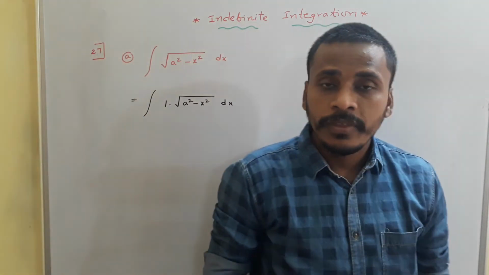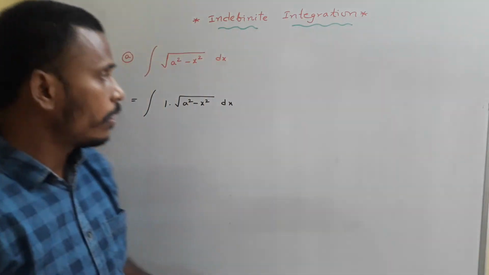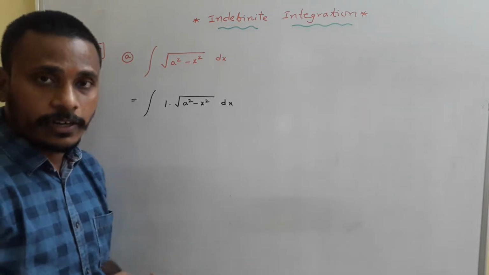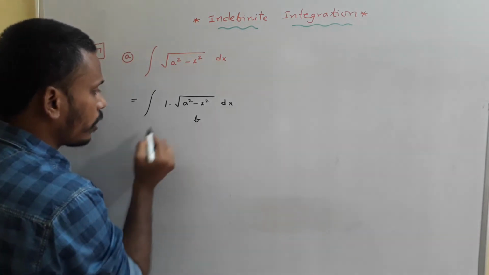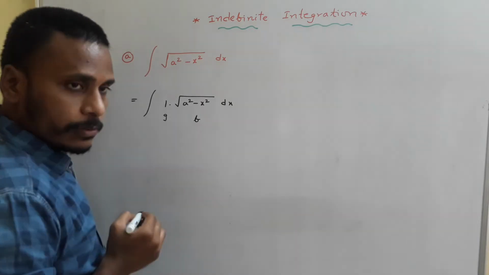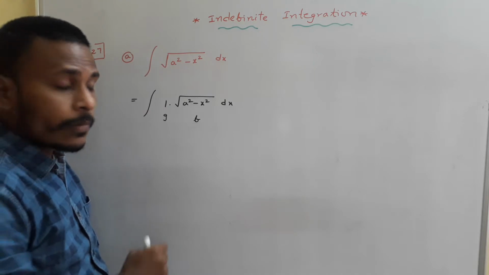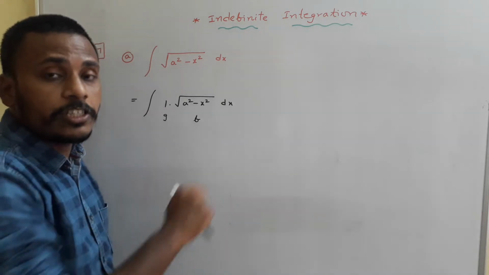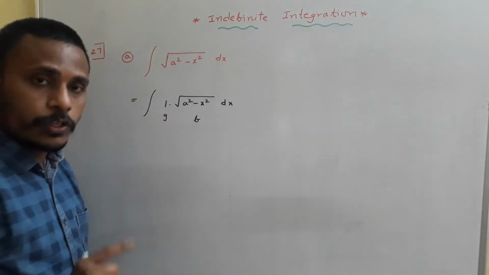So now what I have is the integral of 1 into root of a square minus x square dx. Now what is the first function, and what is the second function? You take root of a square minus x square as the first function and this 1 as the second function. Why? Because if you consider this 1 as the first function, after applying the formula you need the derivative of the first function, which becomes 0, right? So don't take it as the first function.